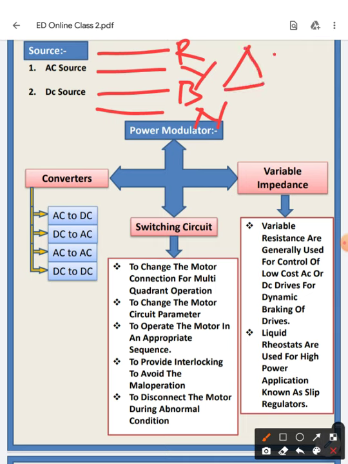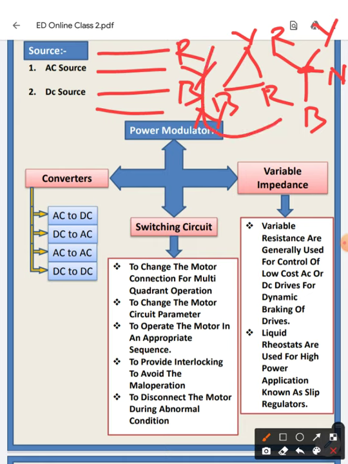It may be a delta connection or a star connection. If it is a star connection, then one neutral point is there at the center: this is the R phase, this is the Y phase, this is the B phase, and the mid-point is the neutral. And if it is a delta connection, it does not have any neutral terminal, only the R, Y and B phases. Each phase is connected to another, with one terminal connected to one terminal of the second source.